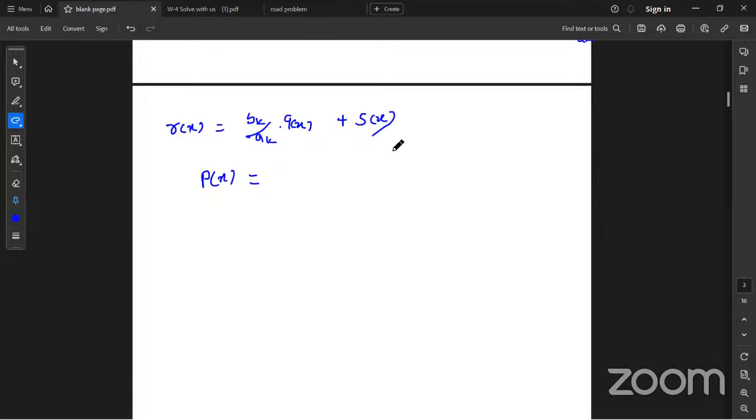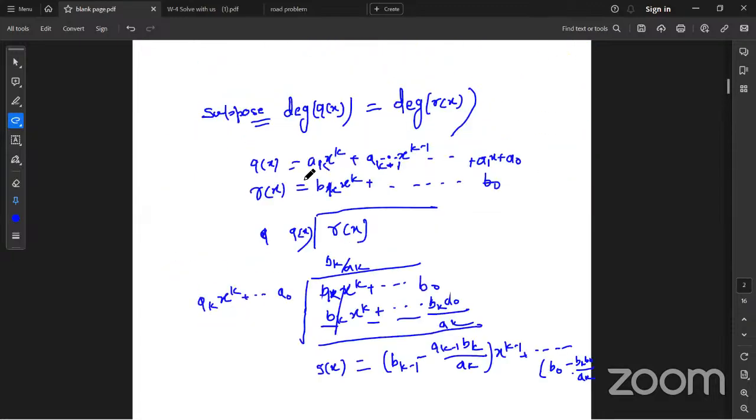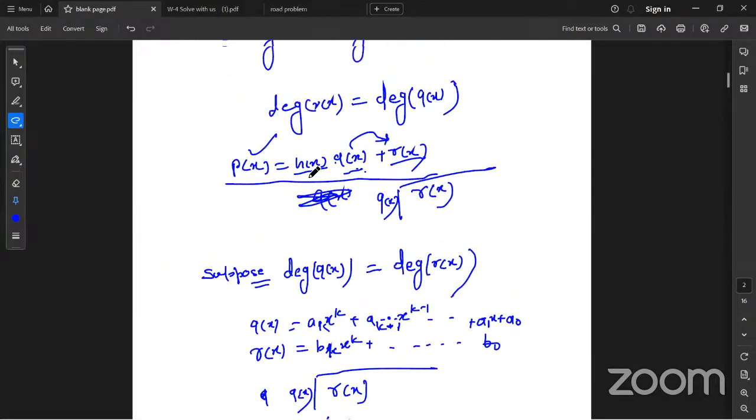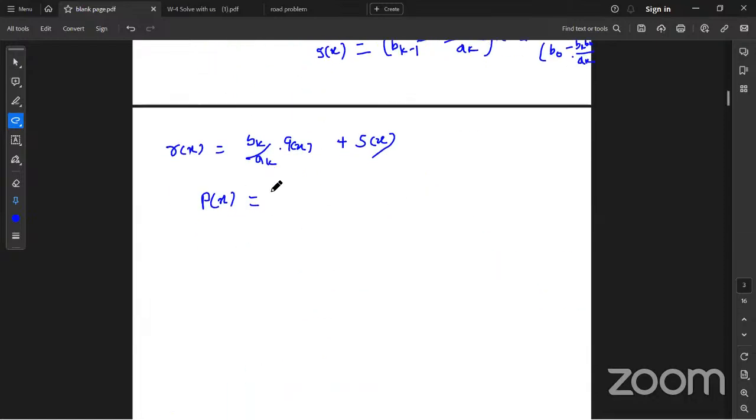Everyone is understanding what's going on here? If you have some doubt, please ask. So what will it be? Please tell me what it will be. Hx into qx plus bk by ak times qx plus Sx, by the Rx value.